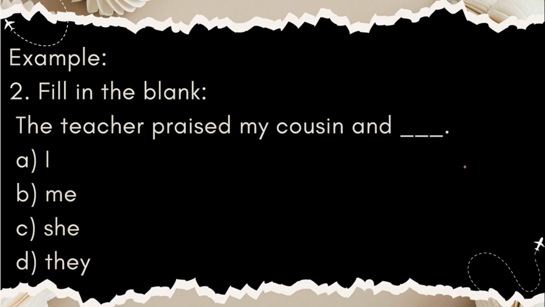So should it be subject pronoun or an object pronoun? The answer is an object pronoun, right? Because when two pronouns are together, and on the side of the object, the pronoun to use is an object pronoun. I hope this is clear. The teacher praised my cousin and me. Okay, now I believe with these few examples it is a bit clear to you, or very clear.